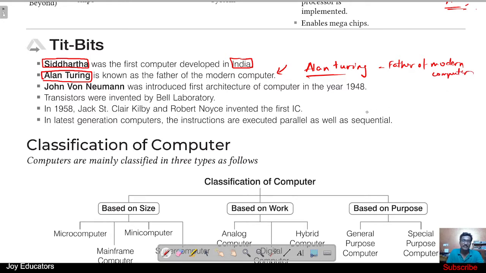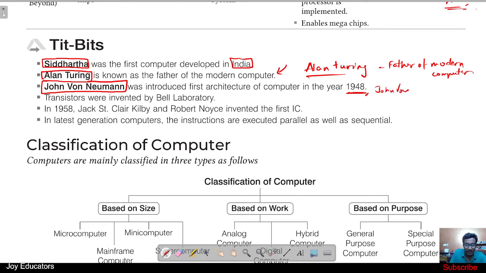And the third thing is John von Neumann. John von Neumann was the first who introduced the architecture of the computer, in the year 1948. 1948 is the year of independence of Israel; 1947 is India. So the first architecture of the computer is John von Neumann's.